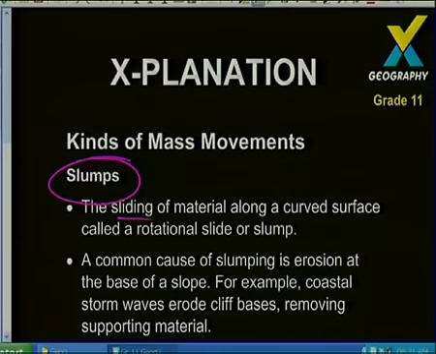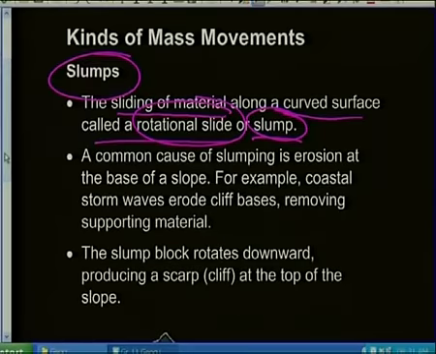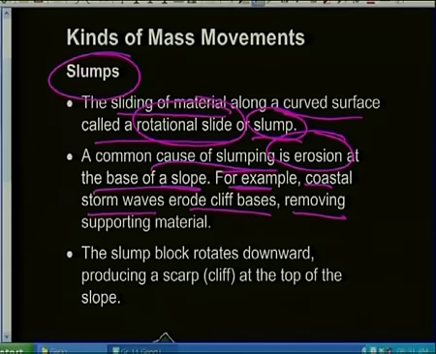The next type of mass movement we will deal with is slumps. The sliding of material along a curved surface called rotational slide or slump. Note, another term for slump is rotational slide. A common cause of slumping is erosion at the base of a slope. For example, coastal storm waves erode cliff bases, removing supporting material.